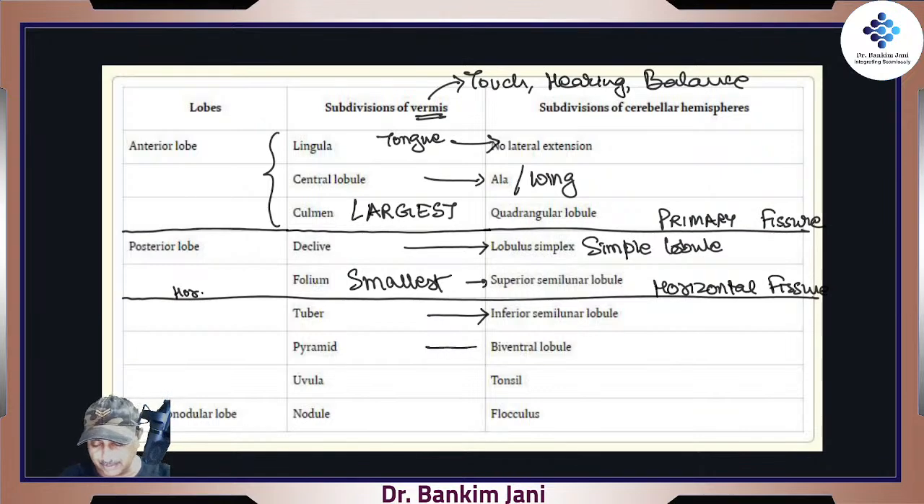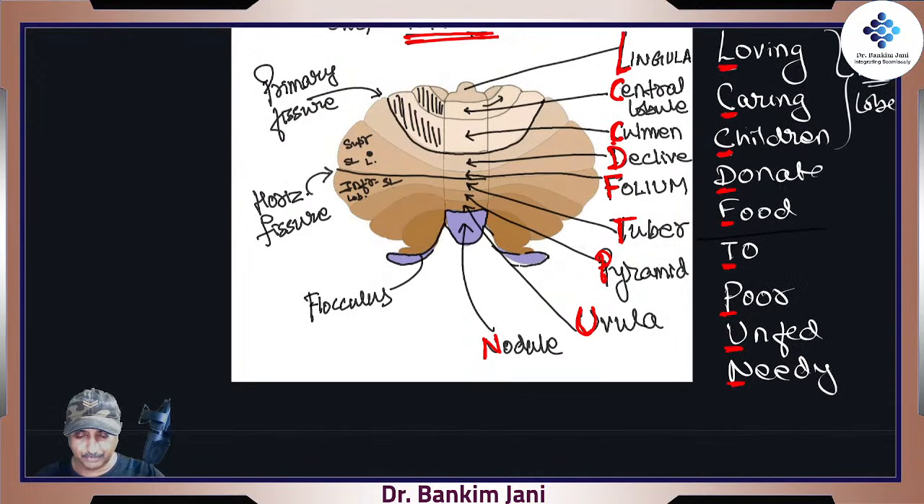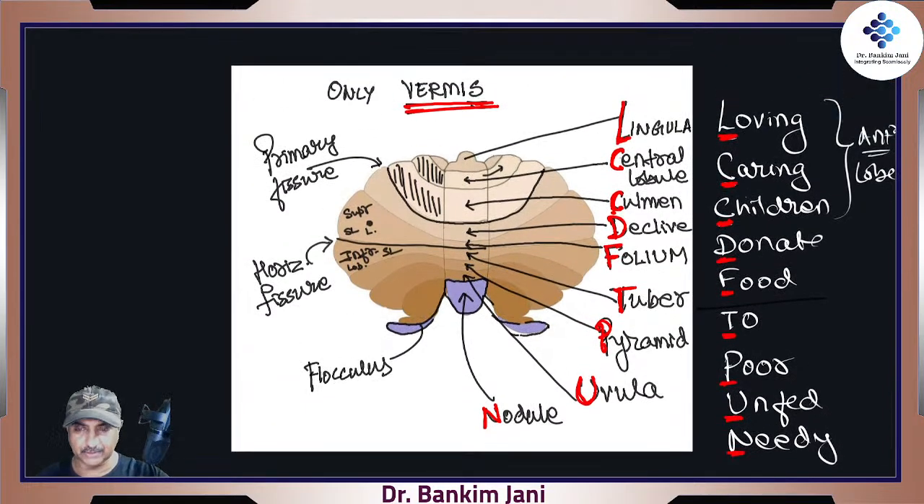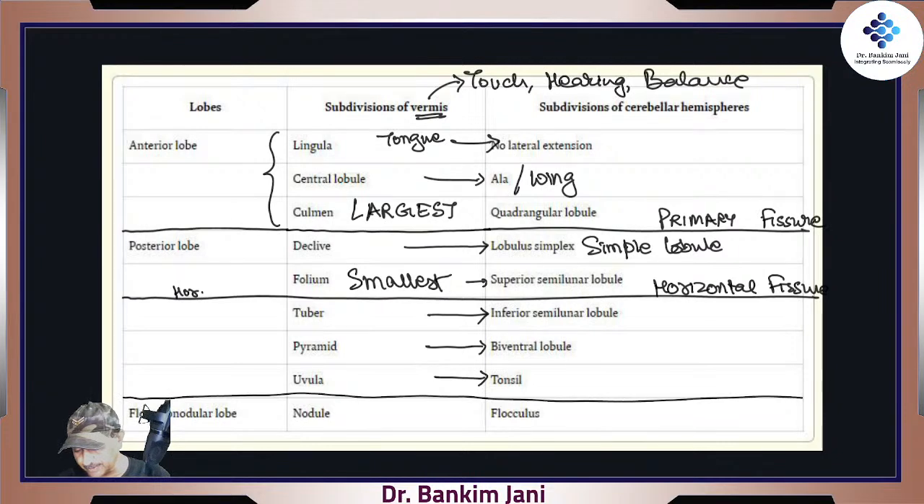Next is pyramid, that is biventral lobule. These are all the names, right? But once you coordinate this image along with this table, everything would be set. And then uvula is associated with tonsil. And now comes our third fissure. We said this is the anterior lobe, that one is the posterior lobe, and collectively the anterior lobe and posterior lobe are called the corpus cerebelli, right?